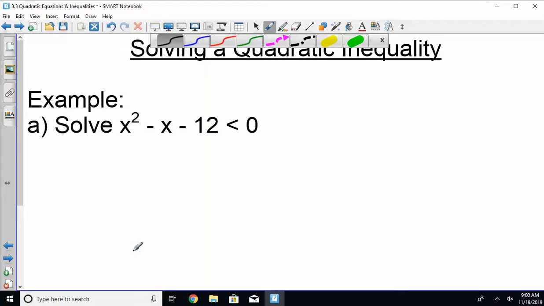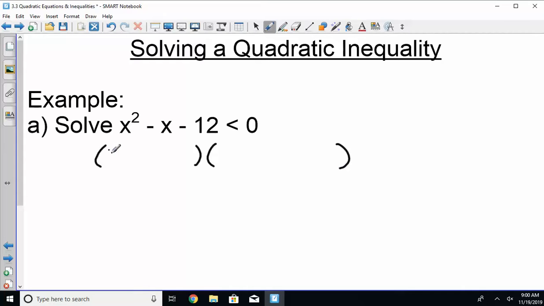So can I do box method here? Yeah. It's a 1x squared, so I can even do the shortcut. Multiply to negative 12, add to negative 1 would be negative 4, positive 3. And then you just keep your inequality.